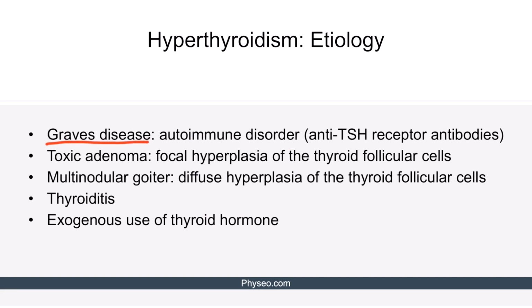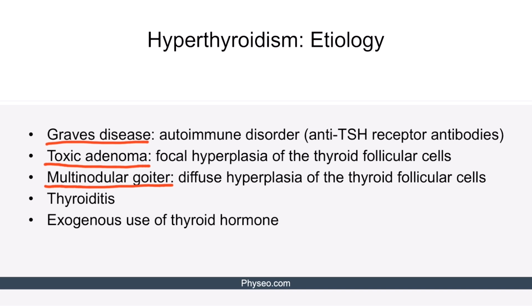We can start with Graves' disease, an autoimmune disorder in which there are autoantibodies activating the TSH receptors and stimulating the thyroid gland to produce more thyroid hormones regardless of TSH levels. This condition is the most common cause of hyperthyroidism. Toxic adenoma presents with a hyperthyroid state and results from focal hyperplasia of thyroid follicular cells. On the other hand, diffuse hyperplasia of thyroid follicular cells leads to multinodular goiter.